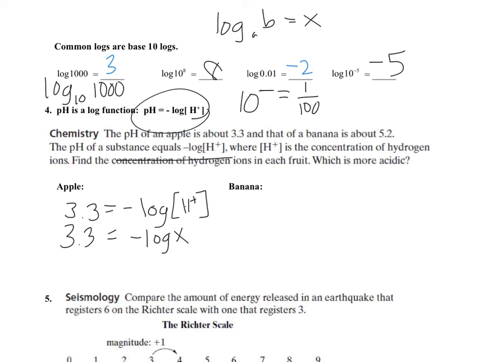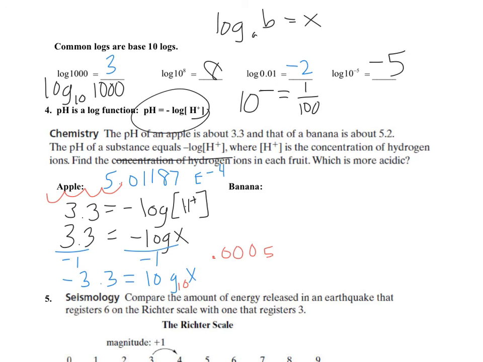So we're going to divide both sides by negative 1. So negative 3.3 equals log x. So remember, if this is just log x and there's no base, there's a little 10 right here. So it's going to be 10 to the negative 3.3 equals x. So on my calculator I got 5.01187 e negative 4. So remember that e negative 4 is just the scientific notation. So I'm going to bring my decimal back 1, 2, 3, 4. So the apple is 0.0005 as far as what the H plus is, the concentration of hydrogen ions, excuse me.